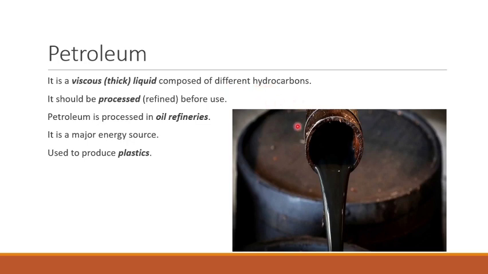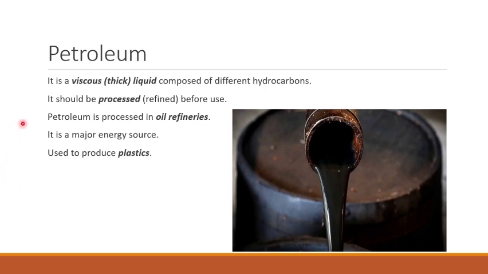Before using petroleum, we have to refine it. We have to process it. And when we say processing or refining of petroleum, we mean separating the different components of this mixture. So since it has many different compounds in it, we need to separate them from each other before being able to use them.